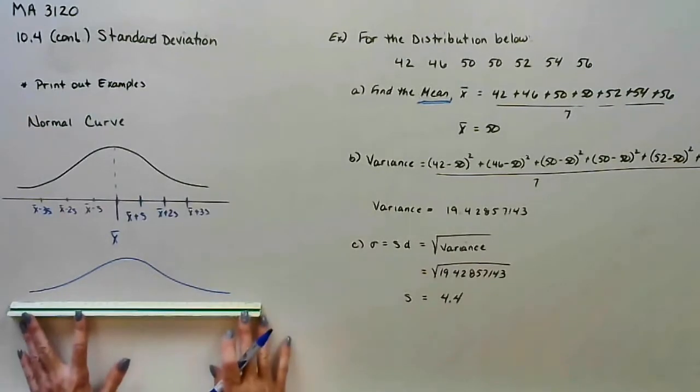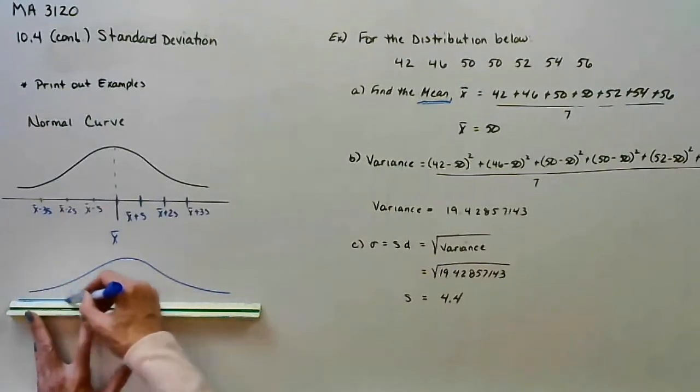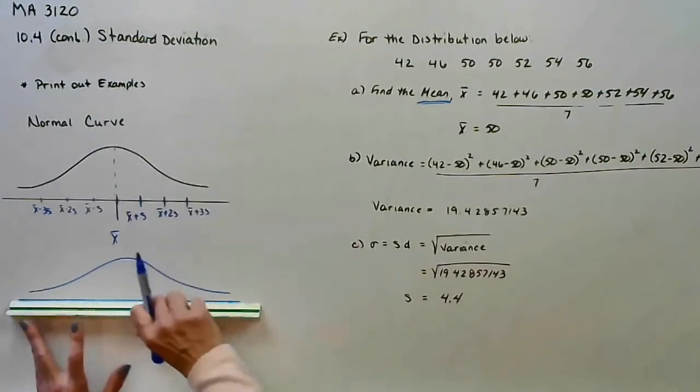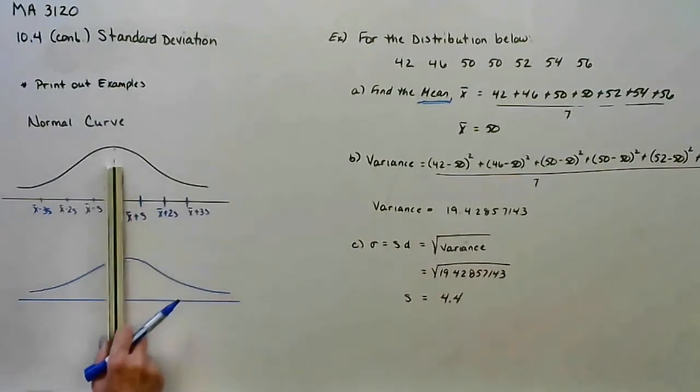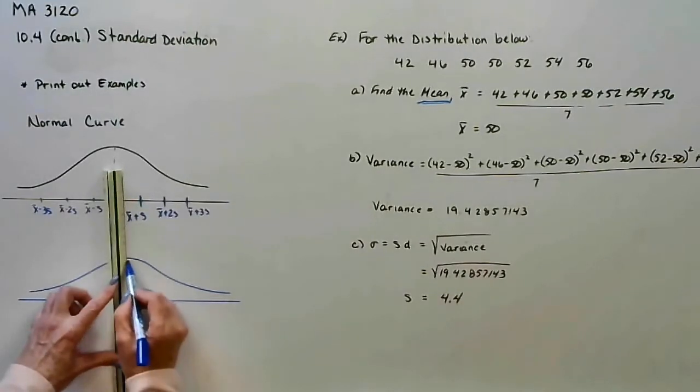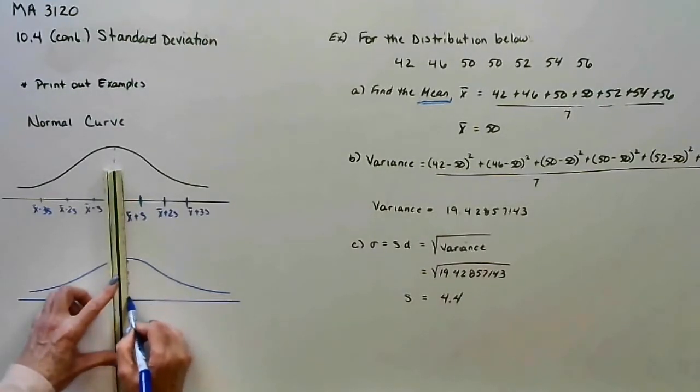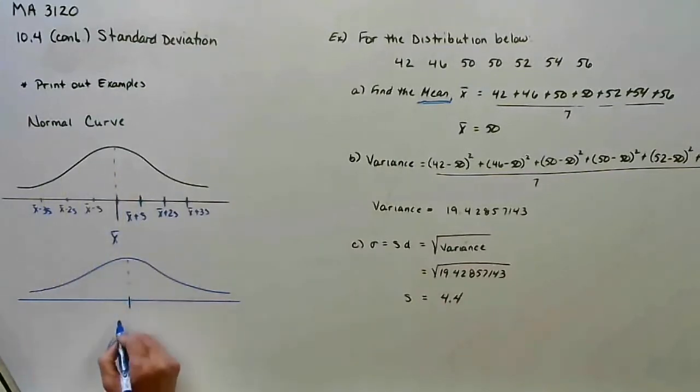That's a little better. Okay? So for my normal curve here, my normal distribution, first thing I have to find is the mean. Well, we did that. So this very middle value right here is our mean. Our mean was 50.